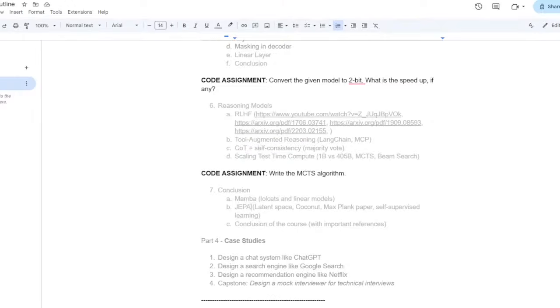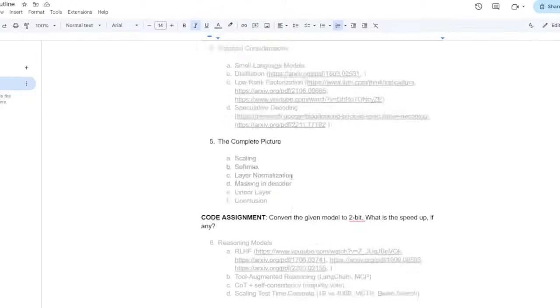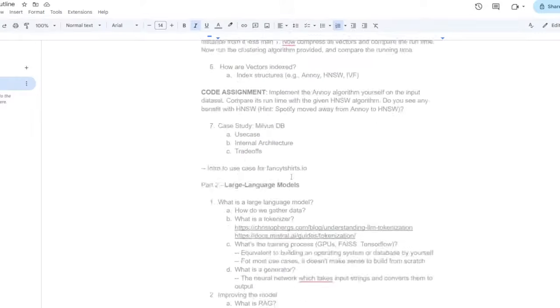And then there's the conclusion. We are looking at the future here a little bit, and some case studies to keep you occupied for the next few months, if possible. You might want to design something in the end. So this is at a high level what we are going to be going through in the course.